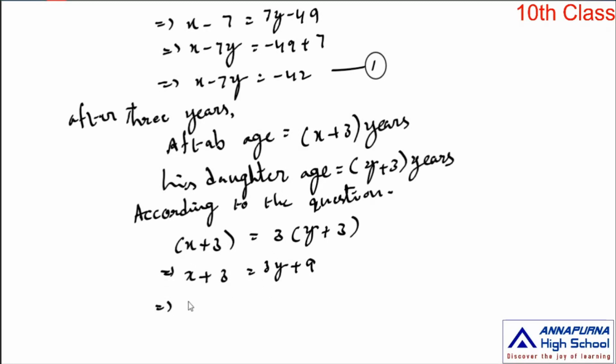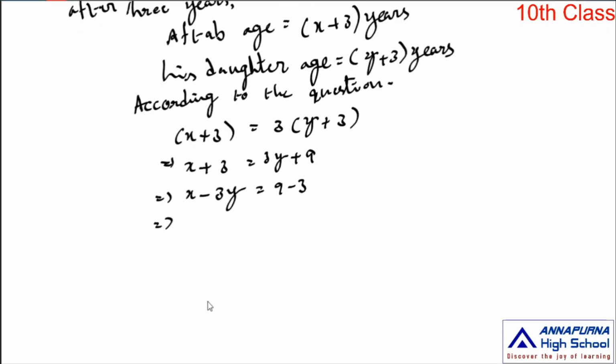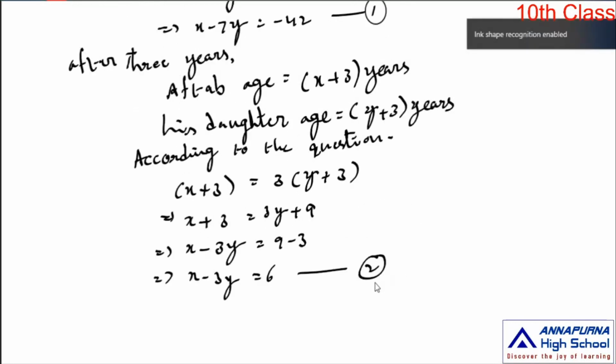So plus 3y transposed to the left side becomes minus 3y, and plus 3 transposed to the right side becomes minus 3. So that implies x minus 3y is equal to 6. So this is the second equation. This is the mathematical equation which satisfies the second condition.